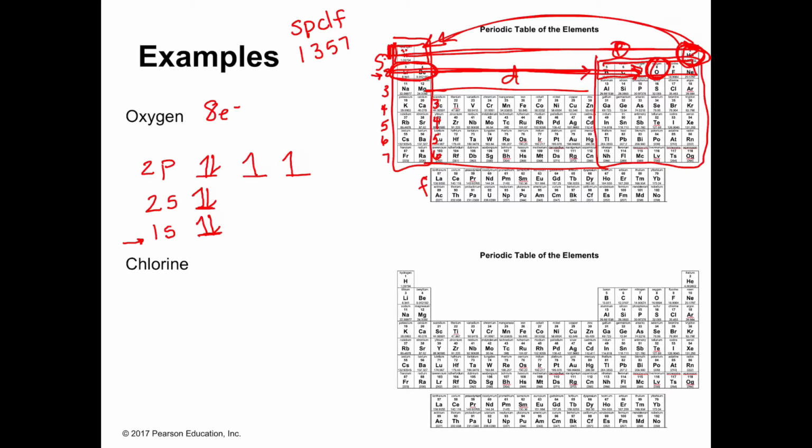And for the 2p, I put 1 electron in each orbital before any of them got 2. And then I can only use 8 electrons because that's how many oxygen has. So this is the orbital diagram for oxygen.